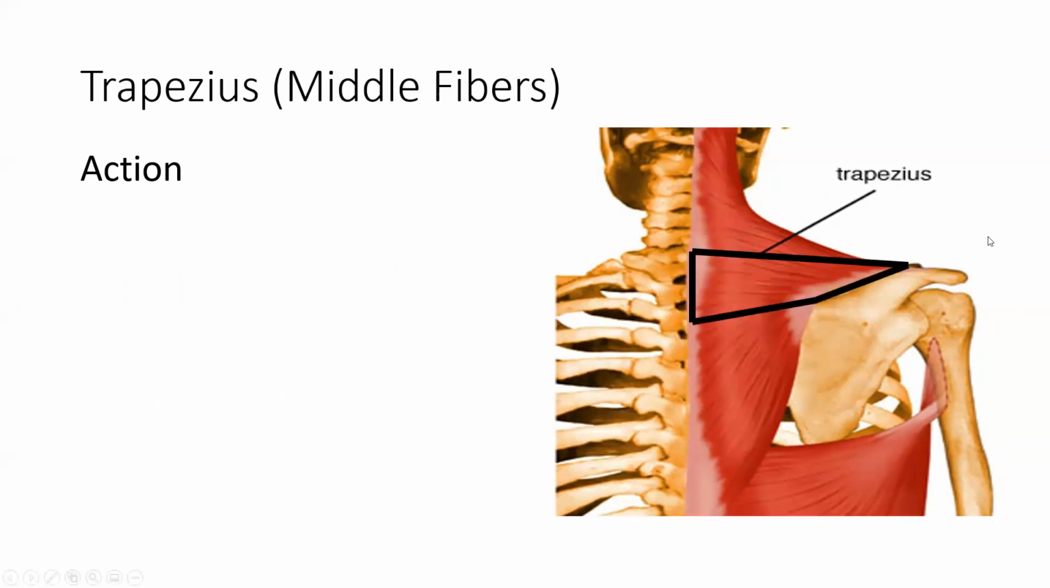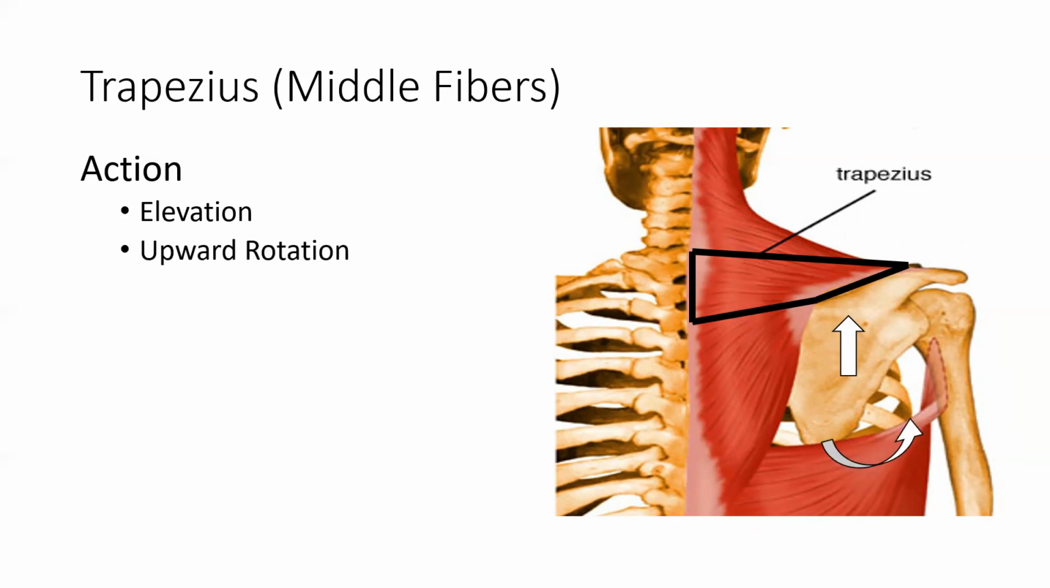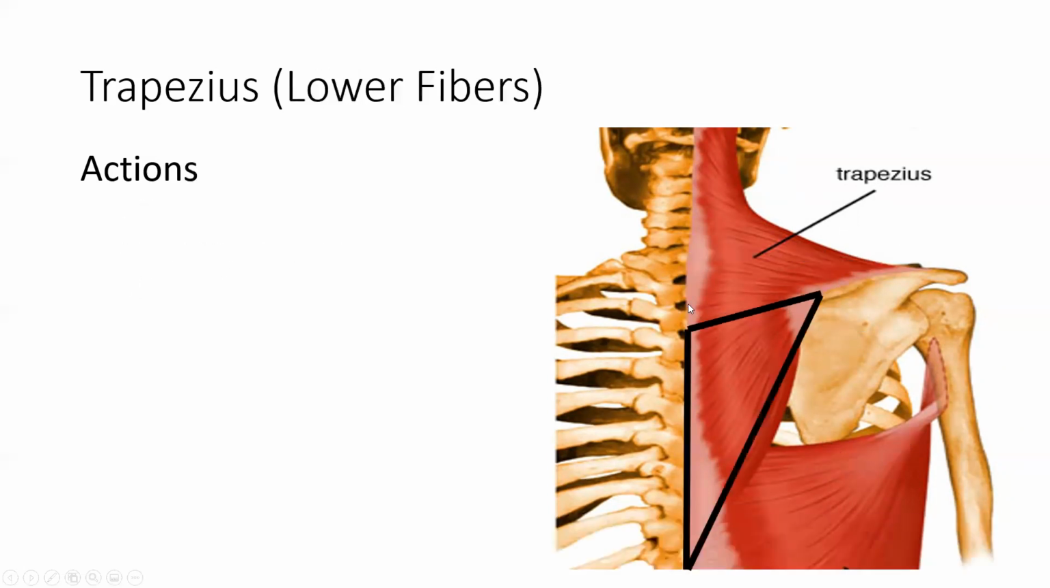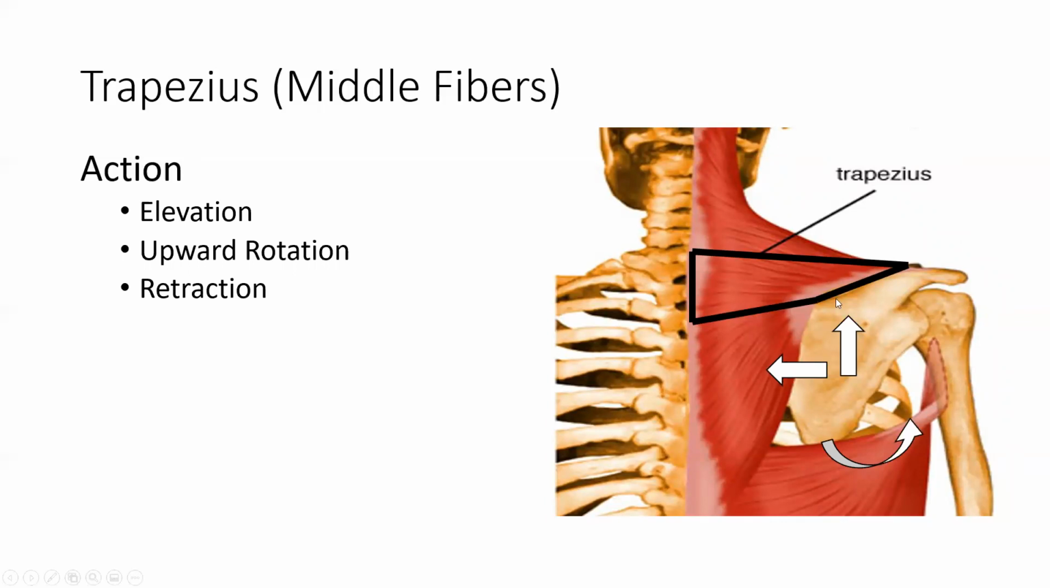With the middle fibers, we can also see some elevation because they have a slightly superior origin to insertion line. We can perform some upward rotation because that angle, that line of pull, will rotate the spine of the scapula to move more parallel towards the thoracic vertebrae. So that will give us a little bit of upward rotation. We can also see some retraction here because there is a lateral to medial line from the origin to the insertion. So we have our three major movements here: moving the scapula towards the spine, moving the scapula superiorly, and rotating through upward rotation.